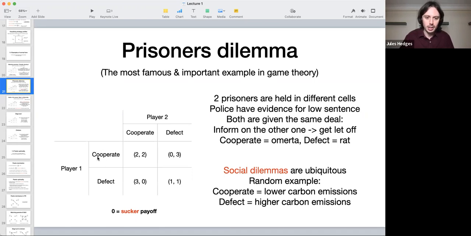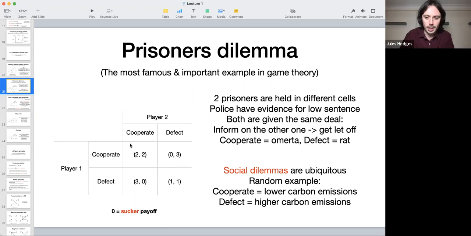Each of the players has two choices. They can do what's conventionally called cooperate, which is keep omerta, which is the mafia vow of silence, so say nothing to the police, or they could defect, which is to rat on the other one. This is kind of unnecessarily confusing because defect is cooperating with the police. Cooperating is cooperating with your fellow prisoner. And we have a very particular setup of payoffs like this.